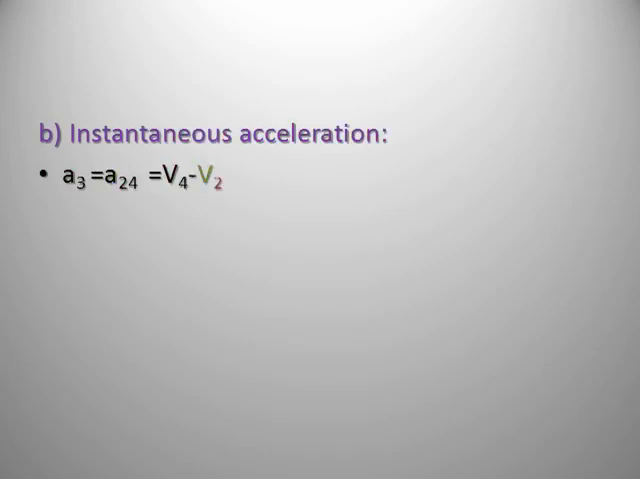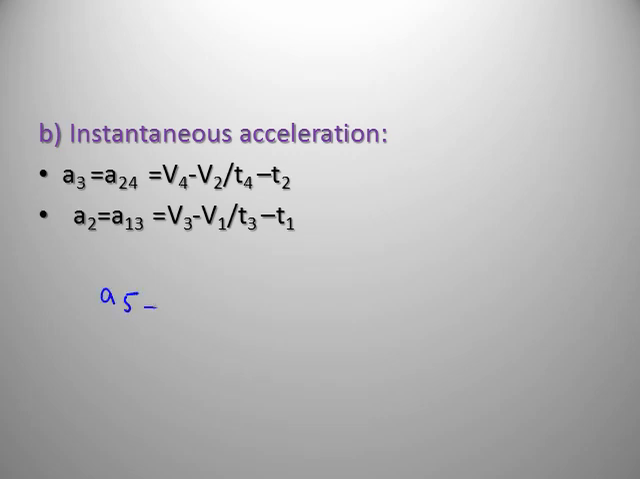Instantaneous acceleration. a3 approximately equal a2,4, before and after 3, which is 2 and 4, equal to V4 minus V2 over T4 minus T2. Another example, a2 approximately a1,3 equal V3 minus V1 over T3 minus T1. a5 approximately before and after, it is a4,6, which is equal to V6 minus V4 over T6 minus T4.